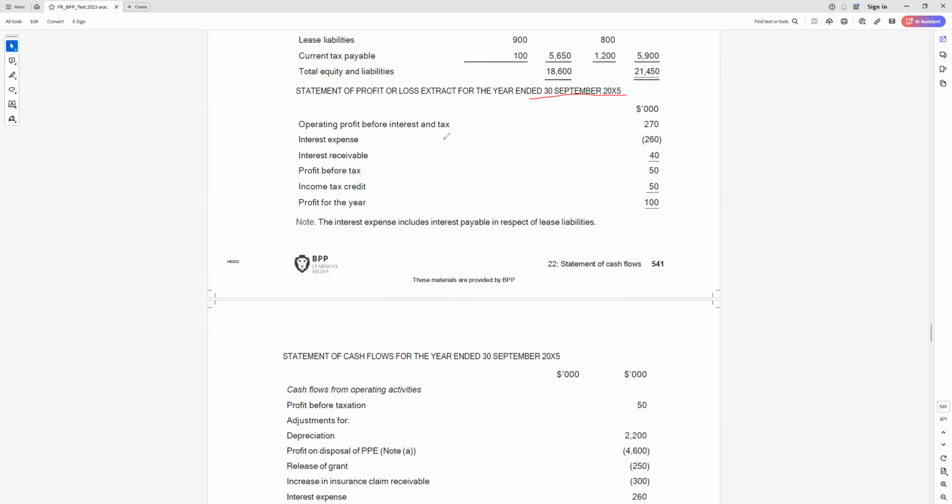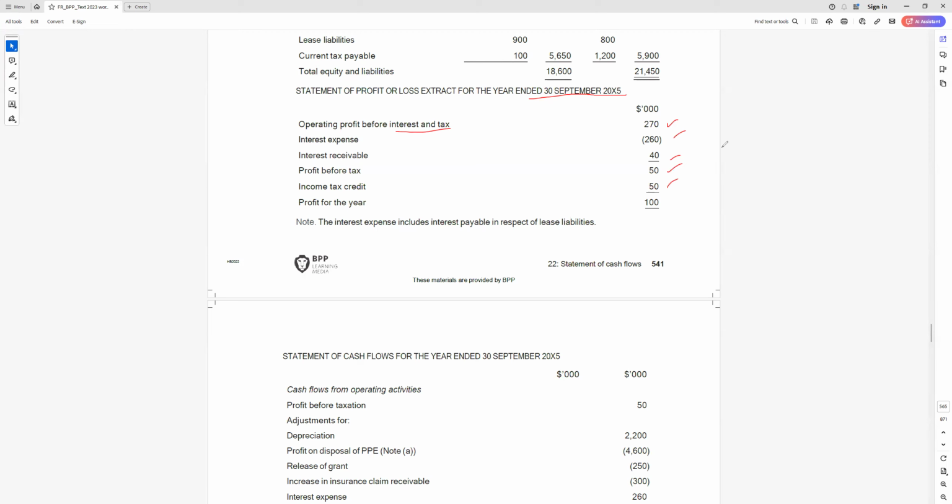Operating profit before tax and interest, so this is PBIT, that is 270, and the interest expense is 260, then interest receivable 40, profit before tax 50, income tax credit 50. Now, income tax credit is something that you're getting back rather than you paying. You have a credit. Credit means like the way we have a credit on our phone, so we have already some balance there. This shows profit for the year 100.